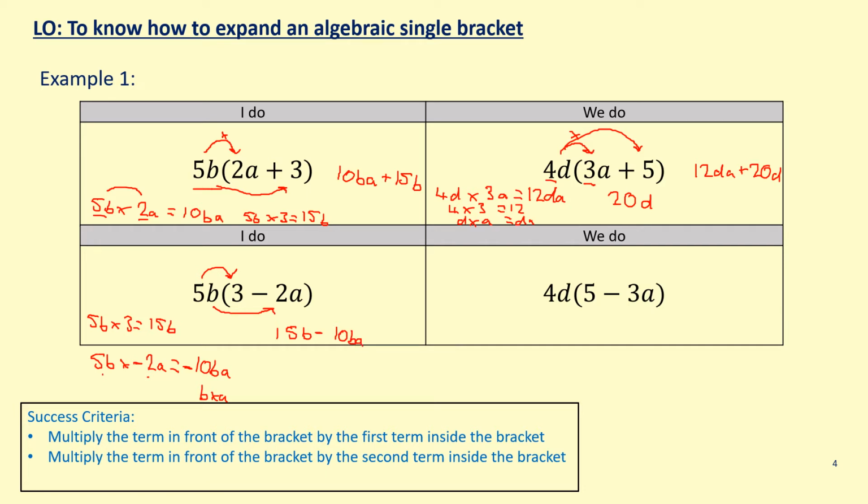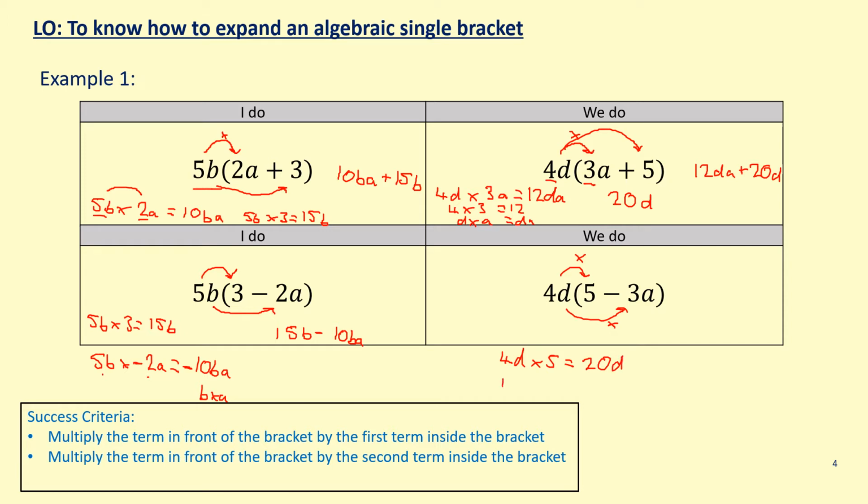Now, please pause the video here and attempt the first we do. Thank you. So in a green pen, please, give yourself a tick if you got this right. If you didn't, write down the method for me, please, but you should have done 4d multiplied by 5 and 4d multiplied by minus 3a. So you do 4d times 5. 5 times 4 from your times tables is 20. So 5, 10, 15, 20, d.